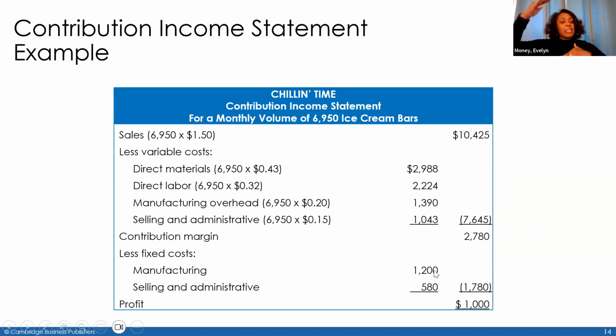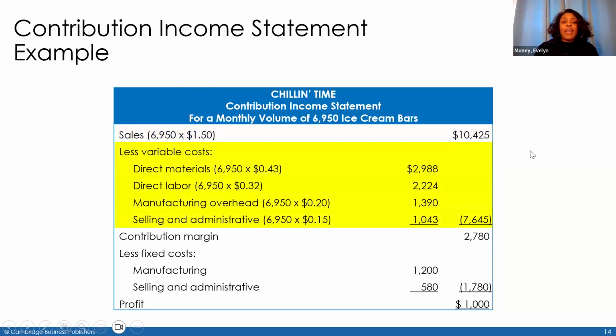So it's important for me to separate these out so that I can know at a minimum what it is that I need to sell to at least cover my fixed costs because they're going to be here even if I don't have any variable costs. So here we take our sales amount calculated the same way, the units multiplied by $1.50. This is again just a proof of the little formula we used before to demonstrate that we can get a profit of $1,000 if we sell 6,950 ice cream bars.